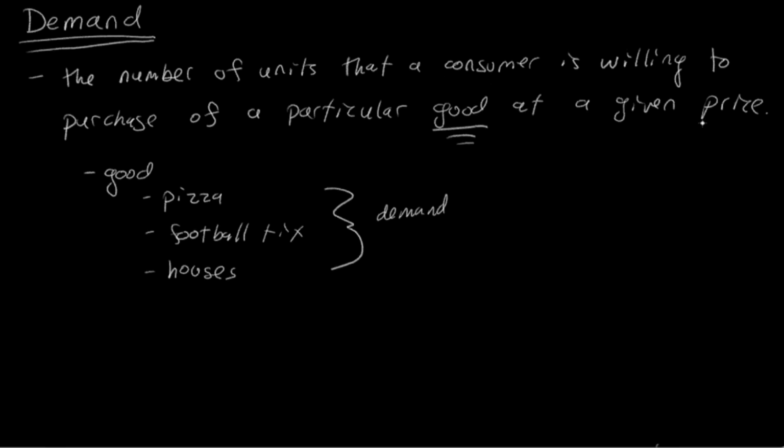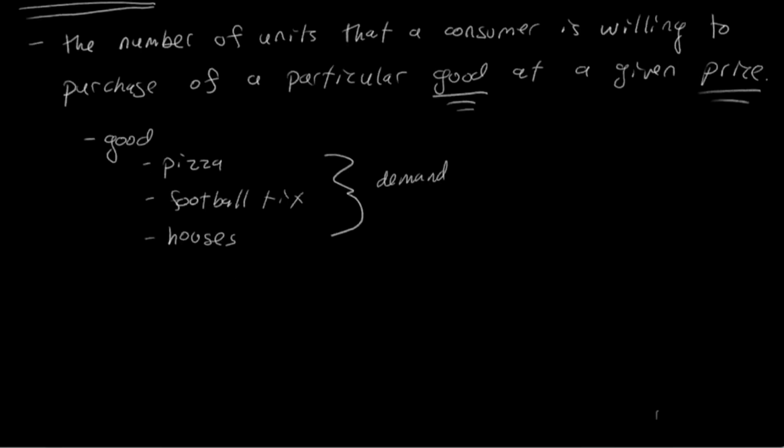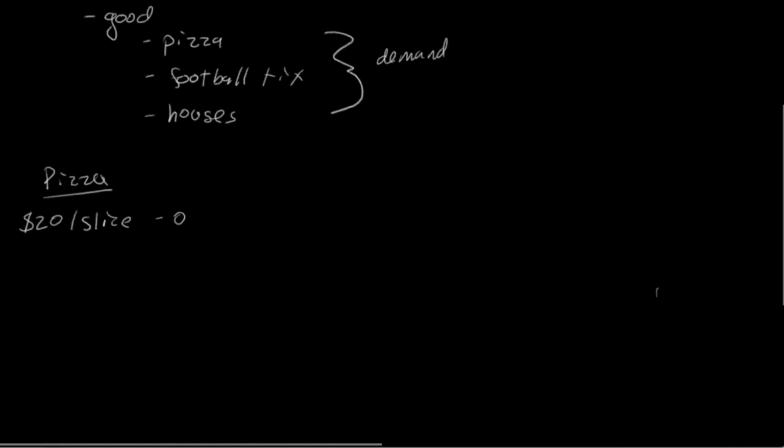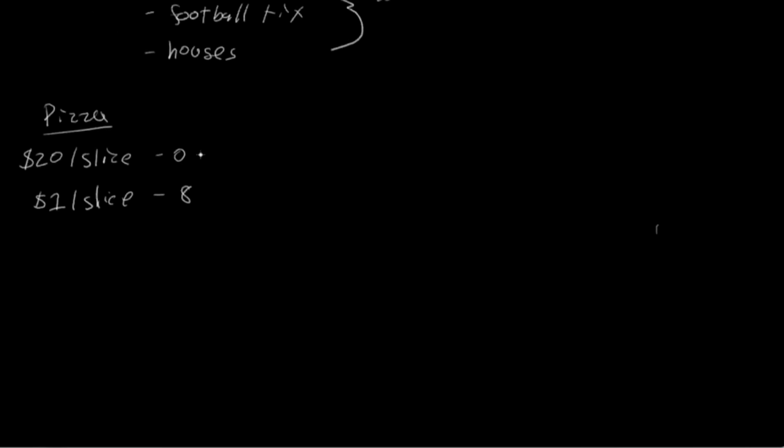The definition also says at a given price. So the number of units demanded is going to be different as the price changes. And this is kind of intuitive, right? If pizza costs $20 a slice, you might be willing to purchase 0 slices of pizza. But if it costs $1 a slice, you might be willing to purchase 8 slices. And then there's everything in between. But this number, this quantity demanded, is the important number here.